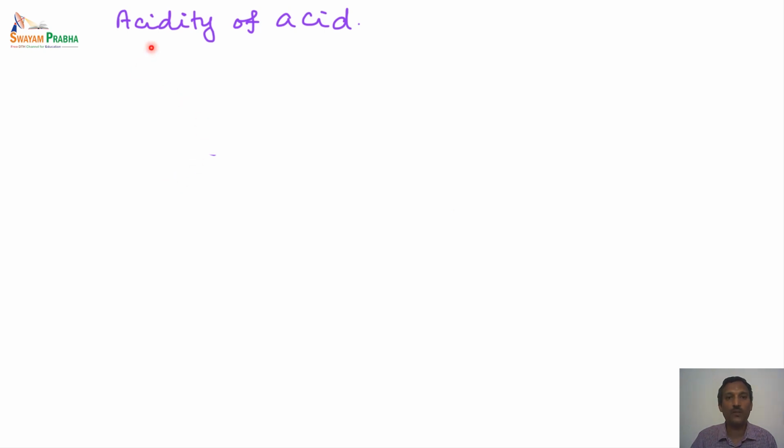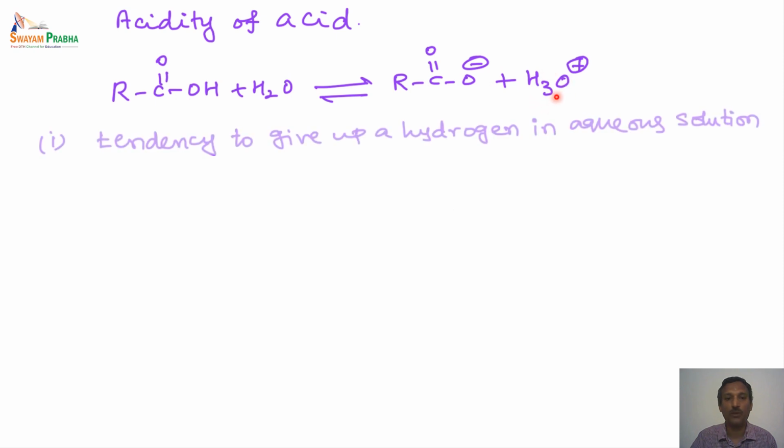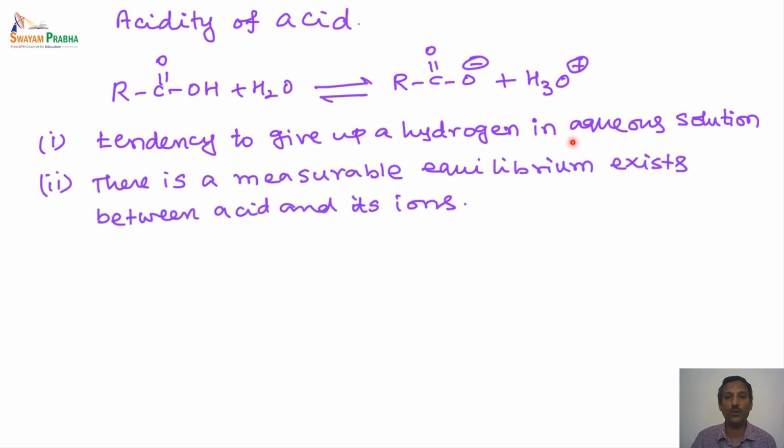Now let us look at the acidity of acids. The carboxylic acid when treated with water produces the carboxylate anion and H3O plus is formed. So what are the important parameters that affect the acidity of carboxylic acids? The important thing is the tendency of the carboxylic acid to give up a hydrogen in aqueous solution. That is why we call this an acid, and there is a measurable equilibrium between the acid and its ions. This is the crucial thing for the acidity of acids.